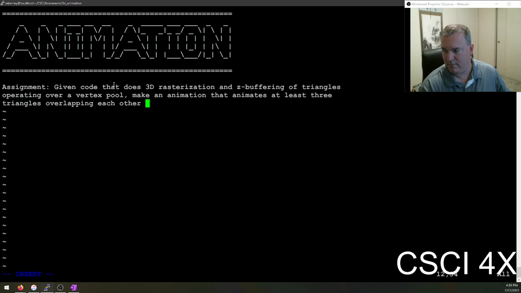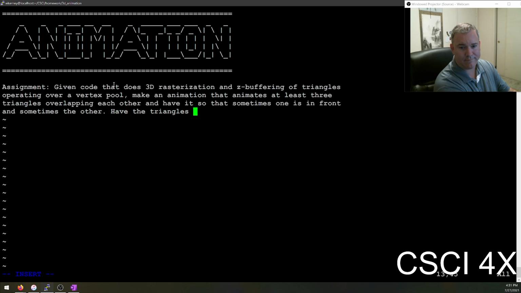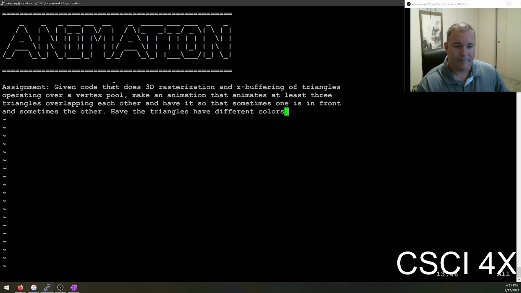You mostly aren't going to have to write any of the rendering code, I think. The triangles should be fine. They should overlap each other fine. So all you have to do is do the rotations and things like that. There's 3 triangles overlapping each other. Have it so that sometimes one is in front and sometimes the other. Okay, that's it. So it shouldn't be too bad.